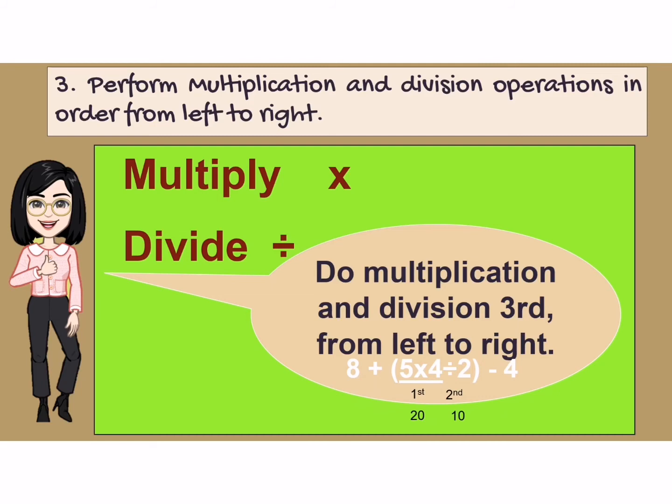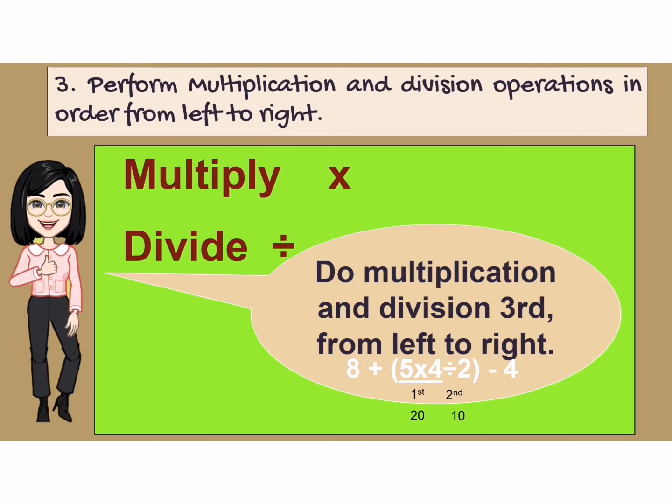The next rule is to perform multiplication and division operations in order from left to right. For our example, what should be operated first in the mathematical expression of 8 plus parentheses 5 times 4 divided by 2 minus 4? Very good! 5 times 4 should be performed first before division because multiplication is on the left side.